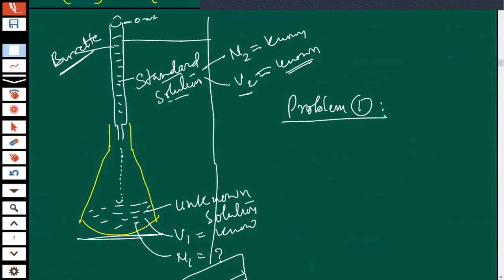Problem number 1 on double titration. You will feel that the question is very lengthy, but actually it is very, very easy.